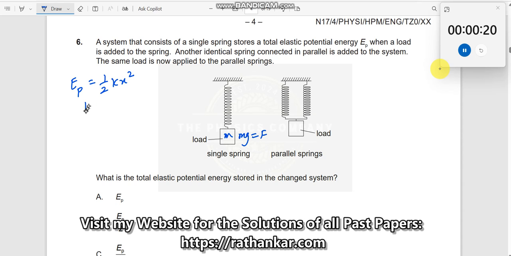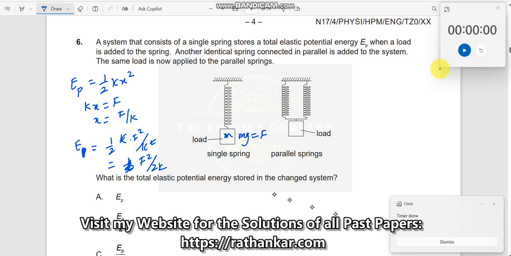I can now write, let me say mg is equal to some f here. I can now write kx is equal to f, x is equal to f by k, and thus I can now substitute this value. I can write, instead of EP, E1 is equal to half k into f square by k square. This k and this k go away, so I get f square divided by 2k. This is the energy as seen for the first spring.